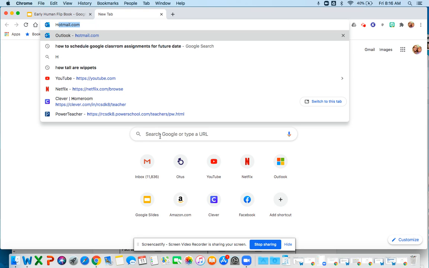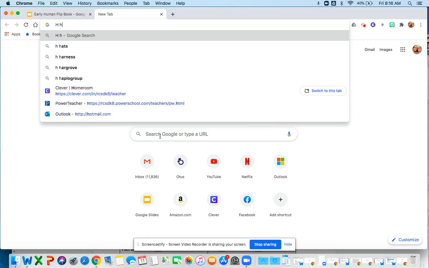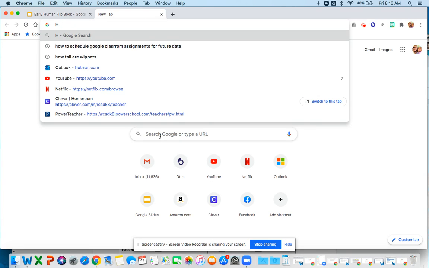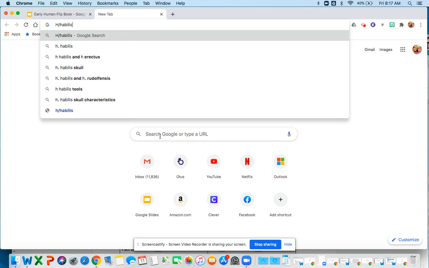One is you can put in H habilis. H habilis will definitely work in terms of being able to find pictures for Homo habilis. Another way that someone in my first period class was doing it was putting the H and then a forward slash, then habilis. That comes up with Homo habilis, all kinds of things for them. So unfortunately, we just have to work around it. You're either going to put the letter H and then habilis, or H forward slash habilis.